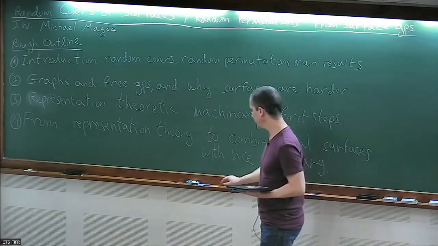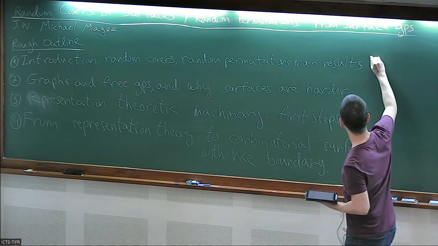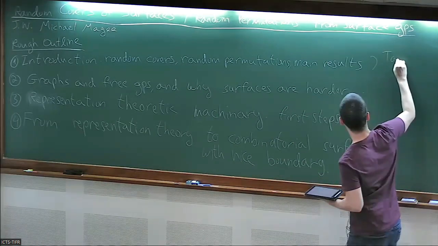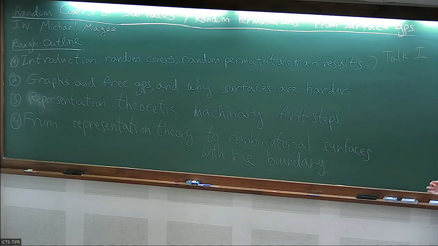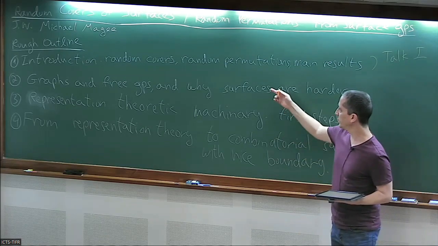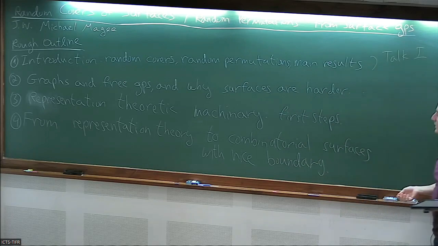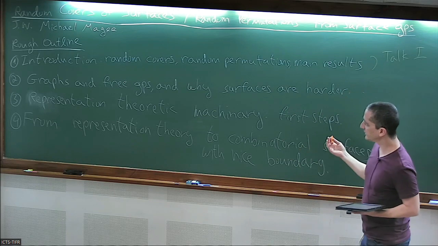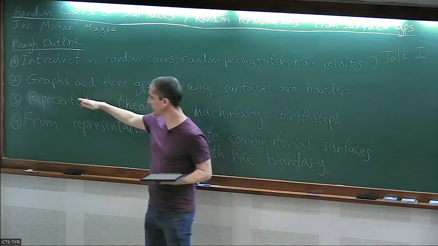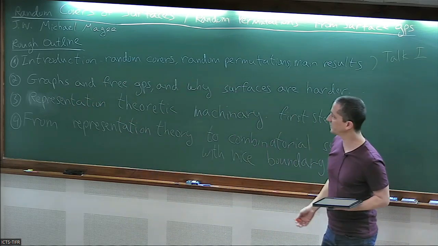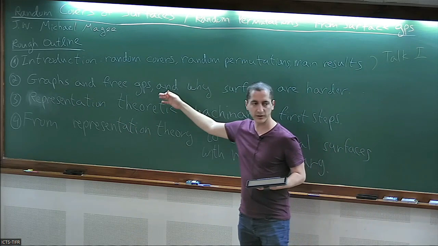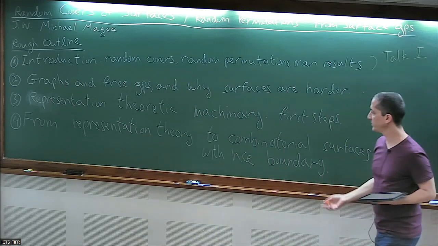And I wrote down a rough outline of the mini course. So first I'll start, this will be mainly today, so this is probably talk number 1. I'll talk about random covers, about the random model that we are analyzing, how it's related to random permutations, and I will discuss the main results of this project. And then I will show you something that came before this project, which is analogous questions for graphs instead of surfaces and free groups instead of surface groups, and explain why surfaces are harder.